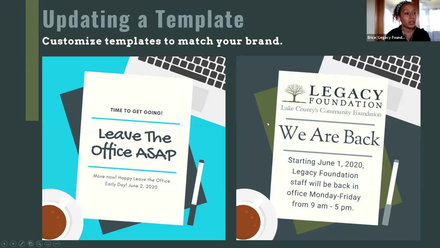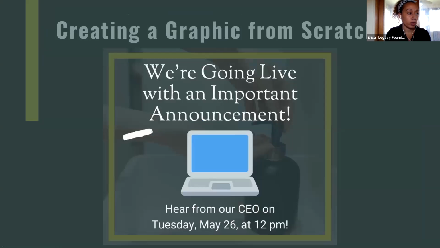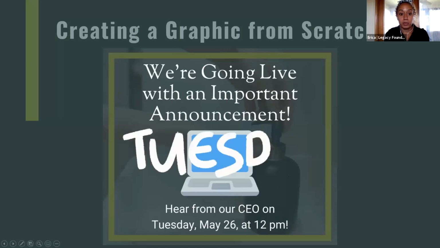And so I really just changed the colors. I updated the text on here so that it reflects Legacy's standard brand text. And that's it, really. Added the logo. And so it's an easy way to update a template to make it reflect something that could be useful for your organization. The other option that I'm going to show is creating a graphic from scratch.